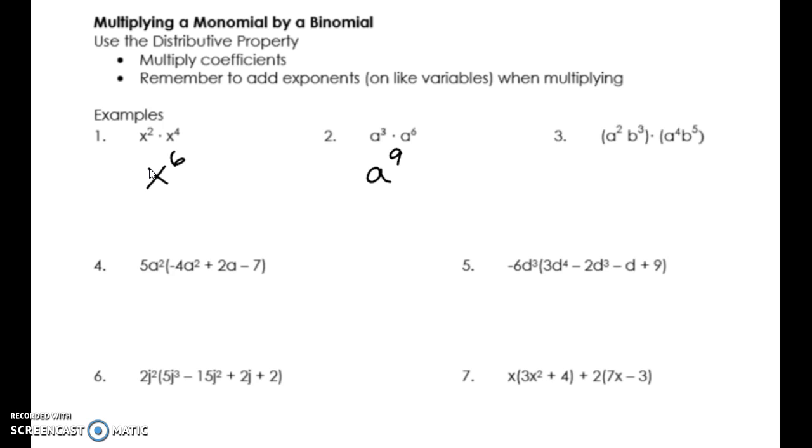Now number 3, looks like some of you got it and some of you are stuck. So you're multiplying together the like terms that you have, quote unquote like terms. It's not really like terms, but it's kind of like that. So you would multiply together your a's and then your b's. If I multiply together a squared times a to the fourth, what do I get? A to the sixth. And then if I multiply together b to the third times b to the fifth, what do I get? B to the eighth. I add those exponents together. And there's my simplified form.